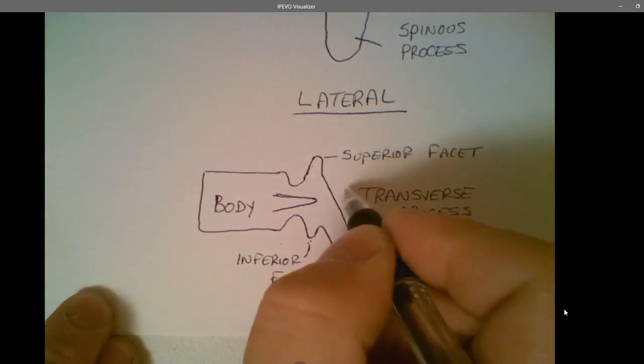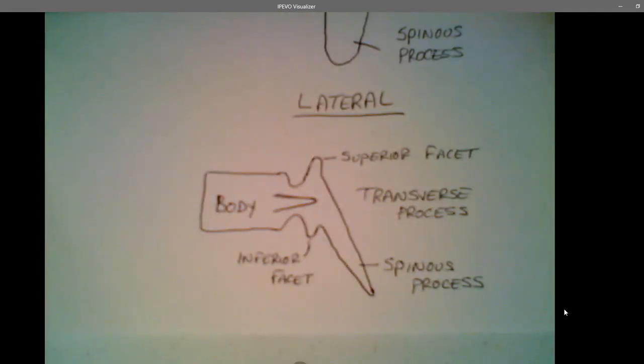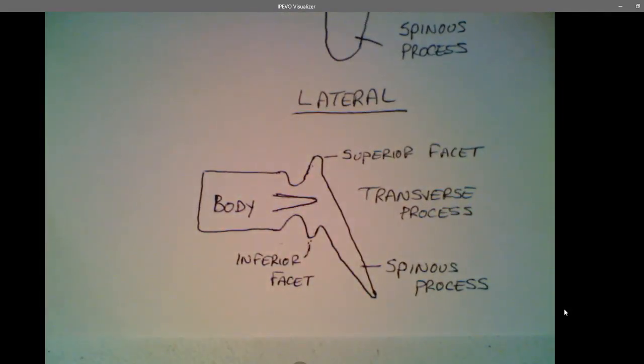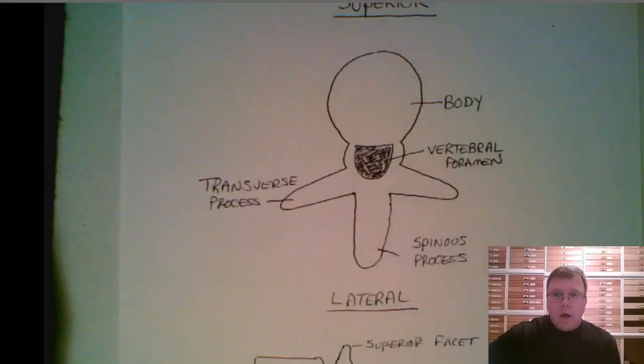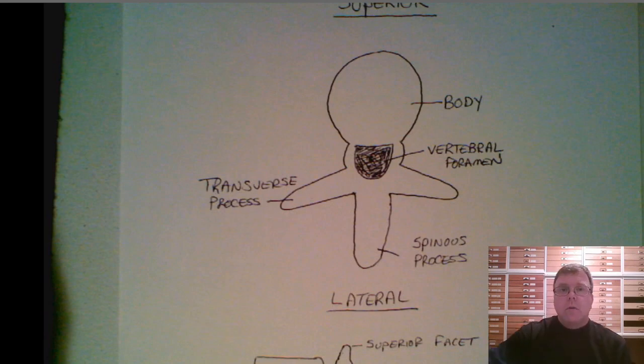So most vertebrae are going to have these structures. So now you have the typical structures of the vertebrae, and remember, not all of them have it, but most of them do. Okay, so I hope that helped you. We're going to move on here.